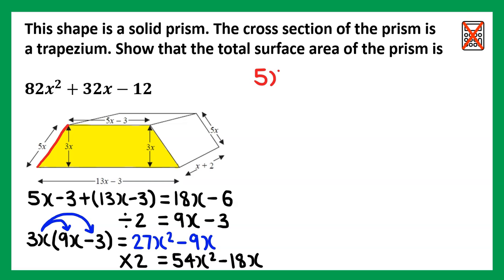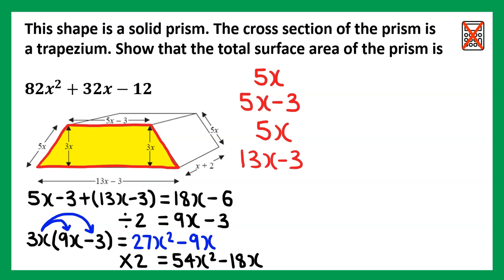So firstly, I have 5x, 5x minus 3, 5x again, and then the one across the bottom is 13x minus 3. These all share a common depth and length, so can all be multiplied by this depth, which is x plus 2. I'll need to include brackets to multiply these expressions together. 5x bracket x plus 2. 5x minus 3 will need to go into a bracket and then multiplied by x plus 2.